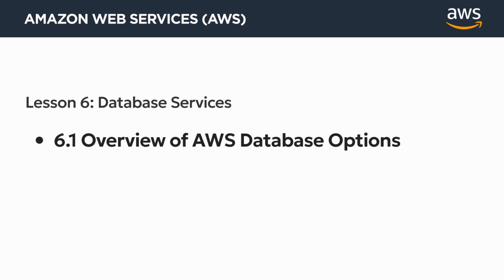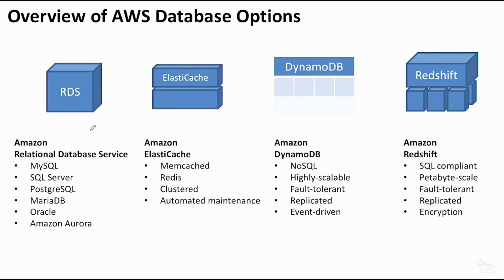You can see here we have a number of interesting options to choose from when it comes to running databases within Amazon Web Services. So just starting from the left, we have the Amazon Relational Database Service. This is a fully managed service that gives us the choice of running a number of different popular databases, such as MySQL, Microsoft SQL Server, Postgres, MariaDB, Oracle, and what we call Amazon Aurora, which is a MySQL compatible database.